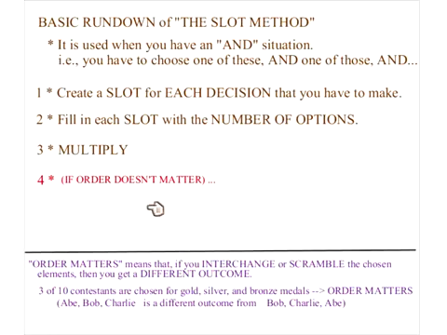These are not the same outcome, because remember, we're talking about gold, silver, and bronze. So this outcome where Abe wins the gold, Bob wins the silver, and Steve wins the bronze is different from if this is gold, silver, bronze.